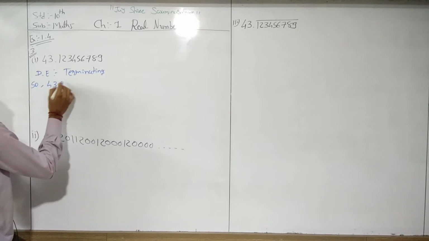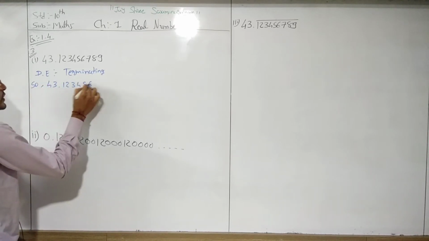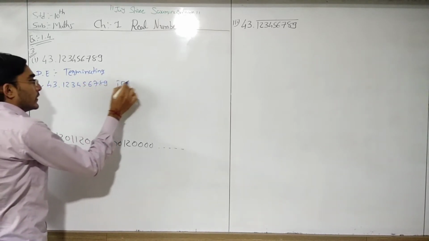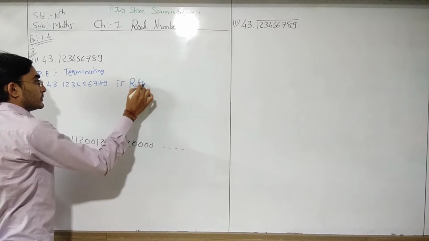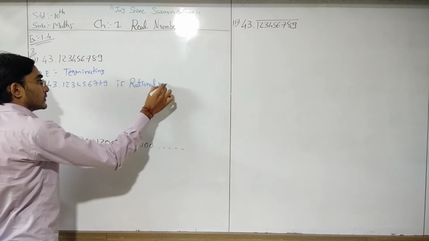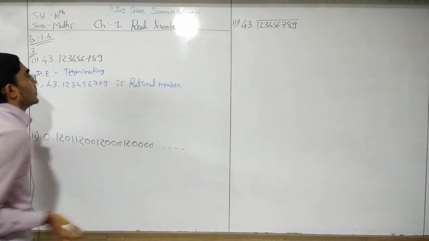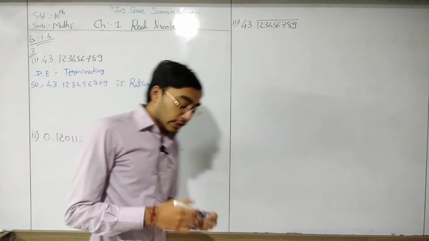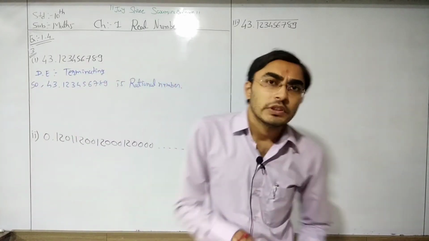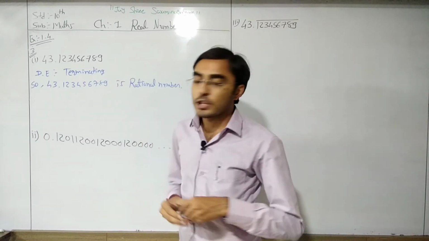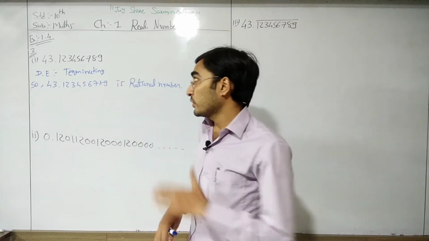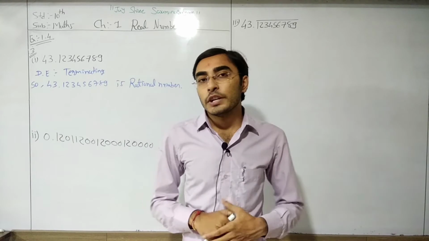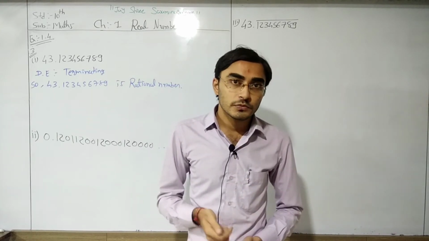So 43.12345678 is a rational number. Okay, this number has a terminating decimal expansion, so this number is a rational number. Now this is a rational number, so we need to write the form of Q.